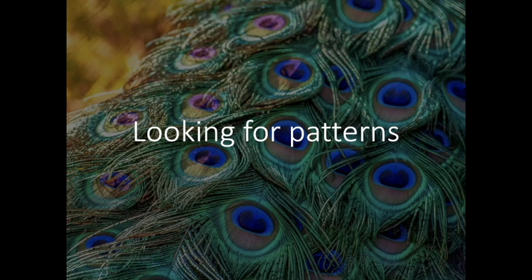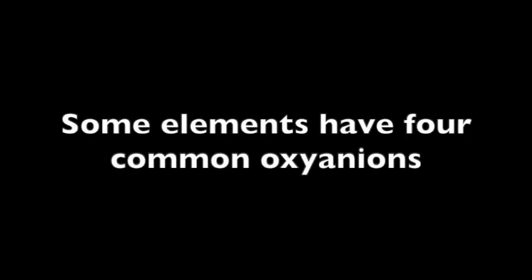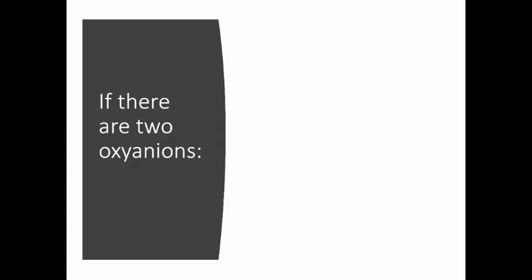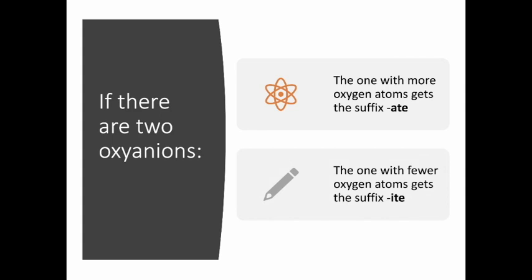We're going to start with the oxyanions. These are formed when nonmetals combine with different numbers of oxygen atoms. There are some elements that have 4 common oxyanions, and there's some that only have 2 that we see regularly. We have rules for naming these. If there are only 2 oxyanions, the one that has more oxygen atoms gets the suffix "ate," and the one with fewer oxygen atoms gets the suffix "ite."